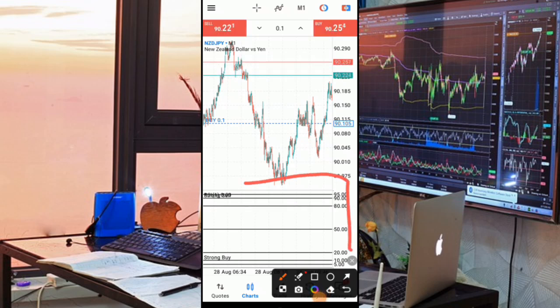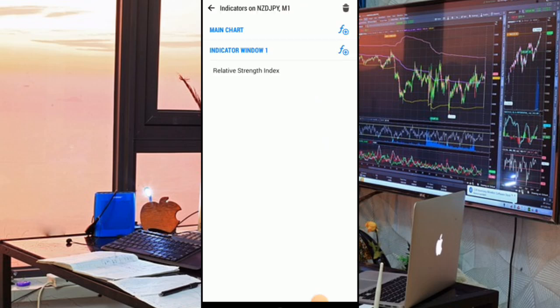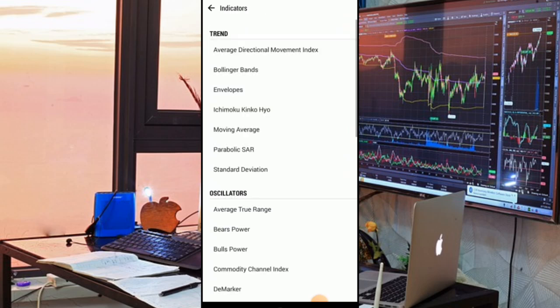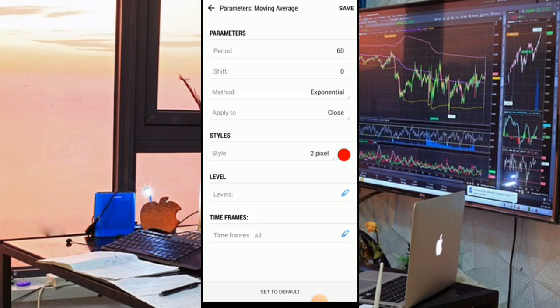That is our RSI. So now what I'm going to do is add the envelope. Once again, we just go in on the indicators, but right now the difference is that we're not going to use the main chart. So now we're going to use the indicator window 1. You're just going to click the F function there, and then we look for moving average. As you can see, that is our moving average.